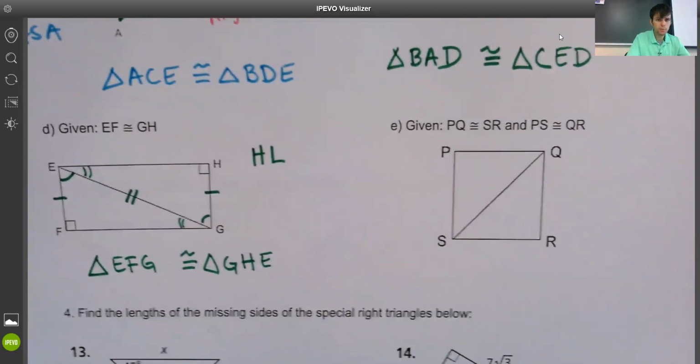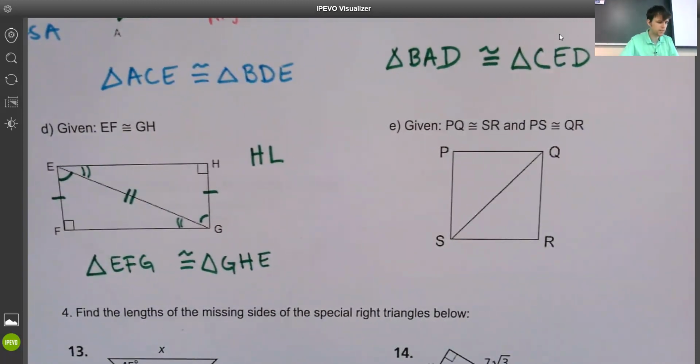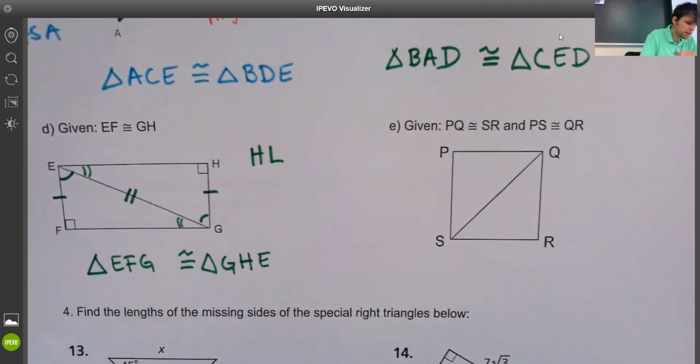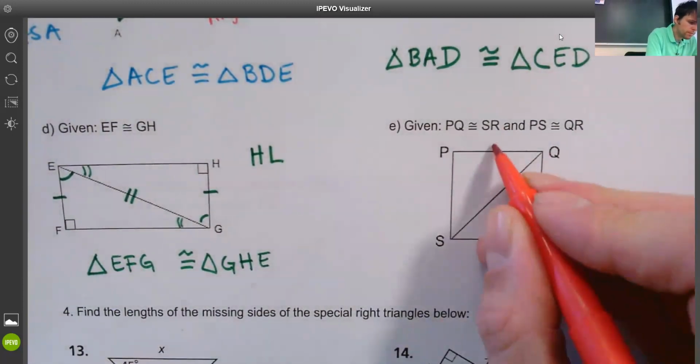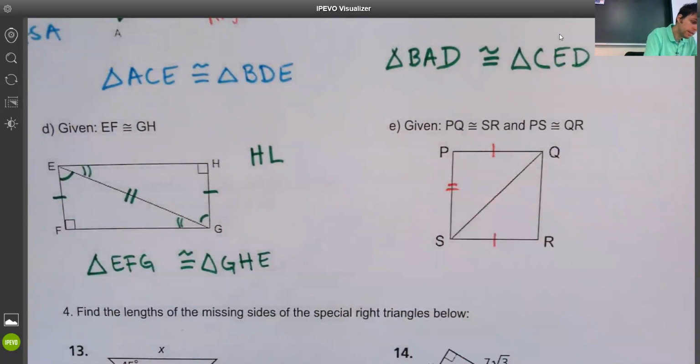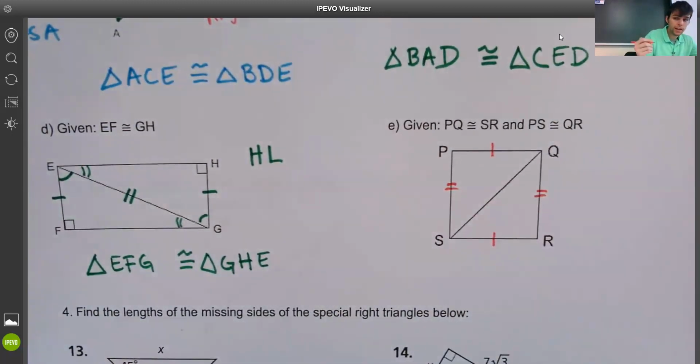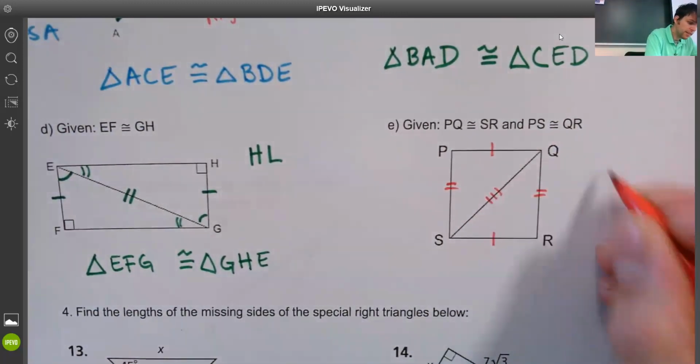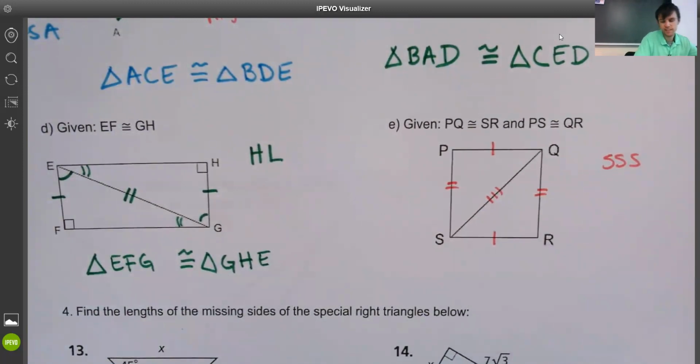All right, and our last one, let's go ahead and mark this one up quickly. This one is pretty easy, I think. PQ is congruent to SR. PS is congruent to QR. And hopefully you're seeing it, you're shouting it out right now. They have a shared side. This is SSS congruence, right? So all three sides of one triangle are congruent to three sides of the other.